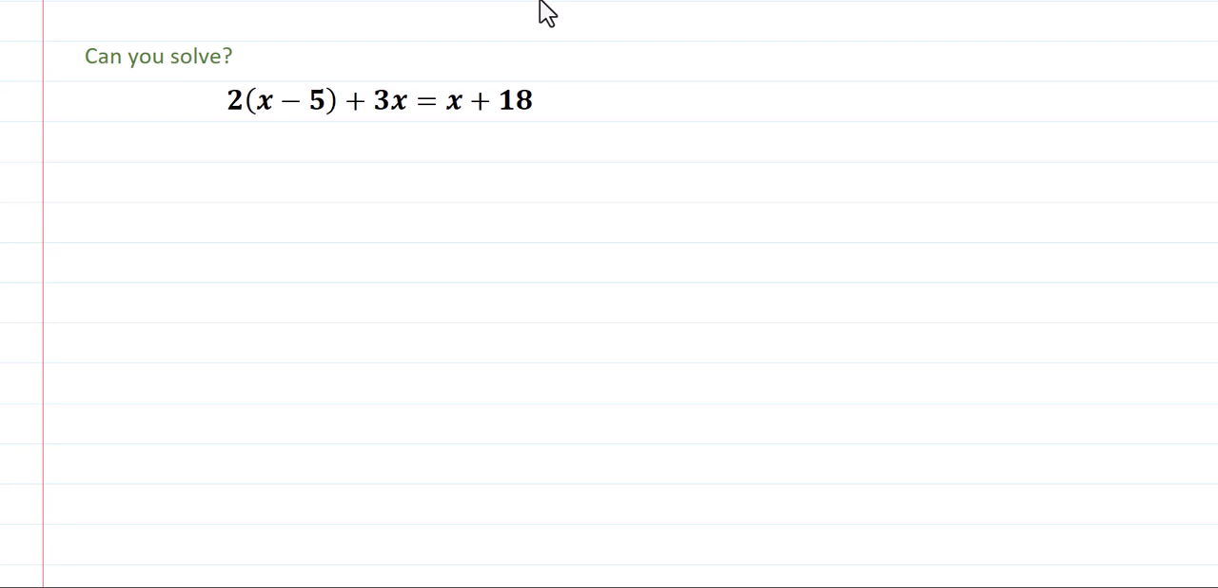Can you solve the equation? If you can't, it's not a challenge. That is what we'll be going through in this lesson. Welcome to linear equations, general linear equations.